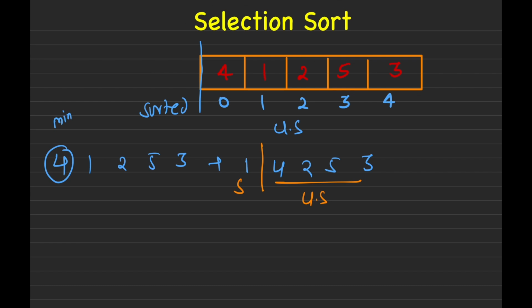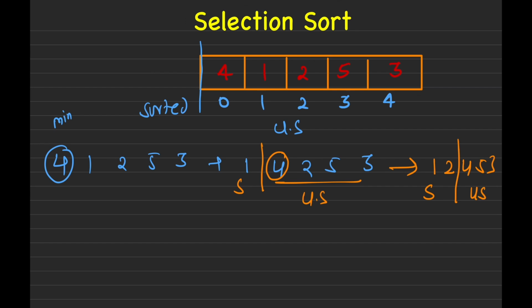Now I will assume this 4 as my minimum element, and I will try to find the minimum element to the right of it which is smaller than 4. So 2 is the minimum element which is smaller than 4. I will bring that 2 into its correct position, that is 1, 2, 4, 5 and 3. Now again my array has a sorted part and an unsorted part.